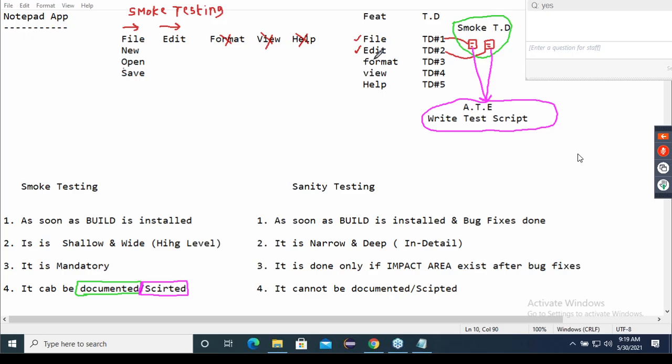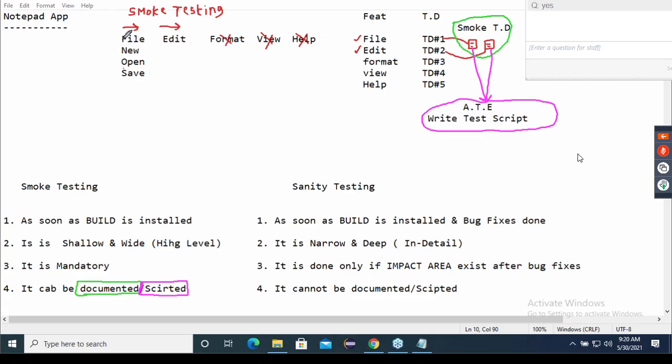Now, very important point. Listen. Sanity. Okay. Smoke testing is over. It is pass also. What is the meaning of smoke testing is done and it is pass? It is pass. There is no blocker bug.